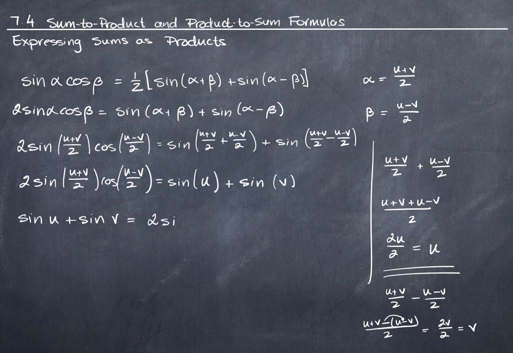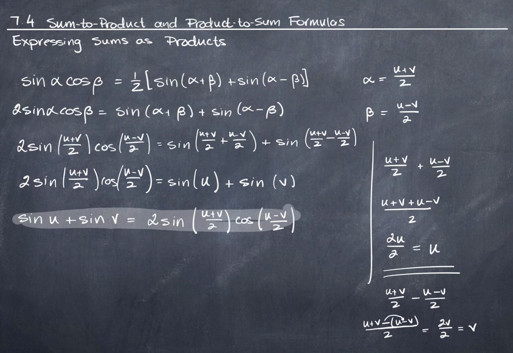So if you have the sine of u plus the sine of v, you can find its value by taking 2 times the sine of the angle u plus v divided by 2 and multiplying it by the cosine of the angle u minus v divided by 2. So this is our first sum to product. There's my sum, and I'm going to turn it into a product.